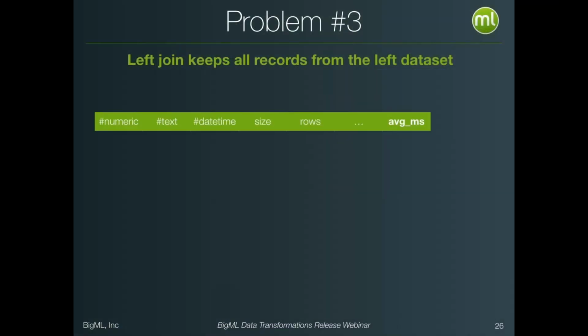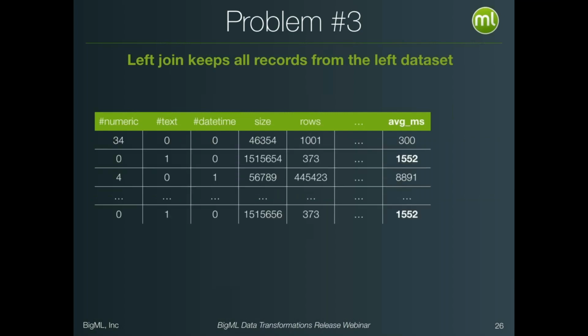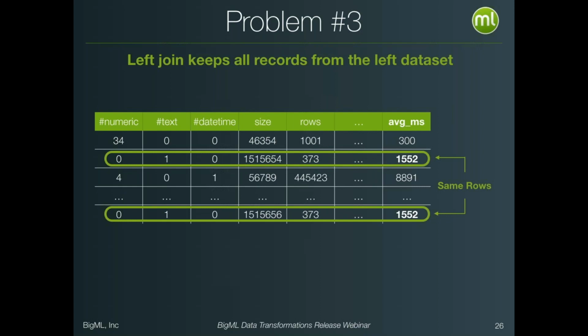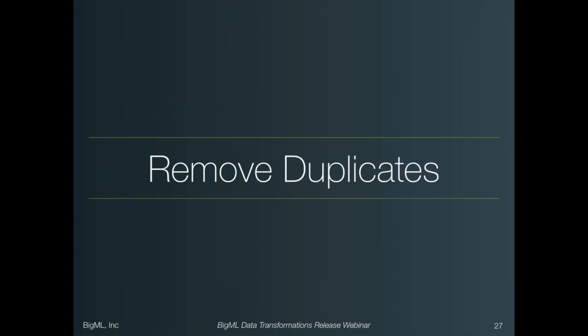Problem number 3, though. The left join keeps all the records from the left data set. So remember in our original training set, we had this issue with the rows that were the same. Well, they're still the same rows in the output. They're just now, instead of having different values for the time in milliseconds, they have the same value for the average millisecond. So we have all the same original duplicated fields that we started with, but we've replaced different values with the average value. All right, this is still an issue for us.